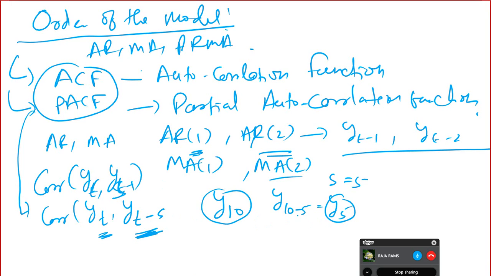Yeah, right. So what we do in the partial autocorrelation function is simply take out some of these effects. We take out the effect of y9, y8, y7 and y6. So we take out some of the intermediate values and find the correlation.